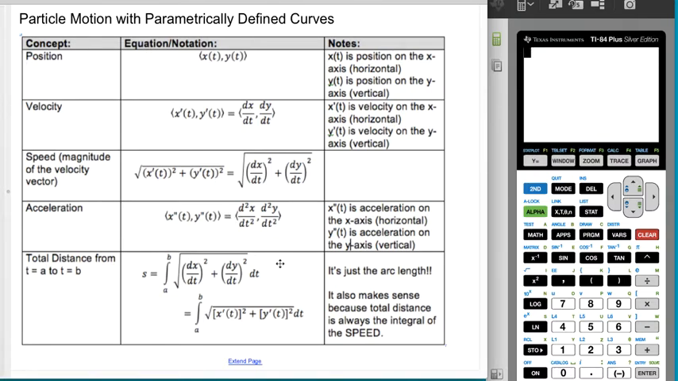The total distance is the integral of the speed, right? From, let's say, t is a to t is b. But look what that is. That's just the arc length formula. The total distance is integrating speed, which totally makes sense, but it's also just the arc length, which also makes sense because if this is your curve and you're trying to figure out how far the little car traveled on the curve, that's totally just the arc length, which makes a lot of sense.